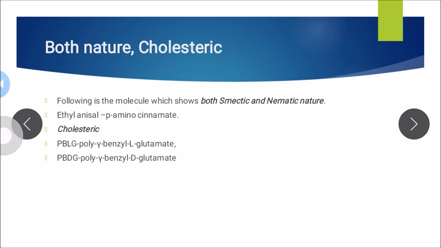It is the cholesteric material, and PBLG and PBDG are the examples of cholesteric liquid crystal. What is PBLG? It is poly-gamma-benzyl L-glutamate, shortly known as PBLG, and PBDG is poly-gamma-benzyl D-glutamate. This is another example of cholesteric liquid crystals.